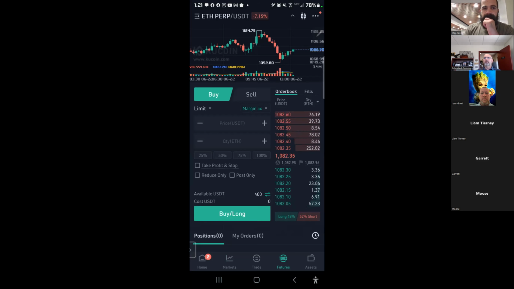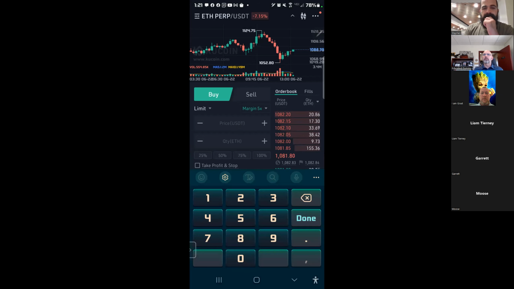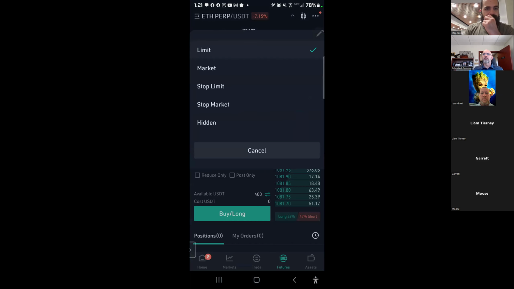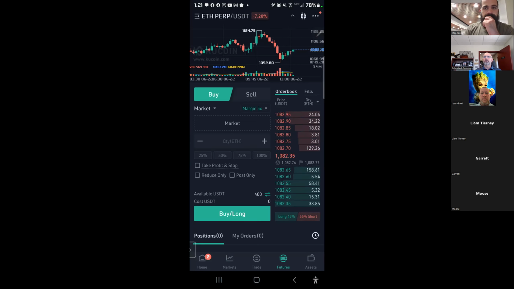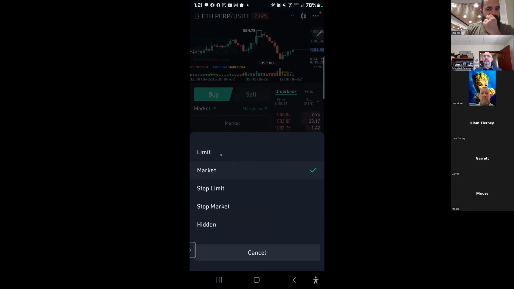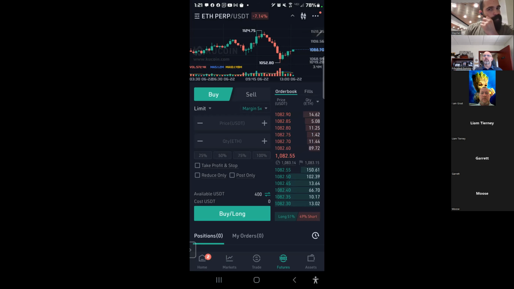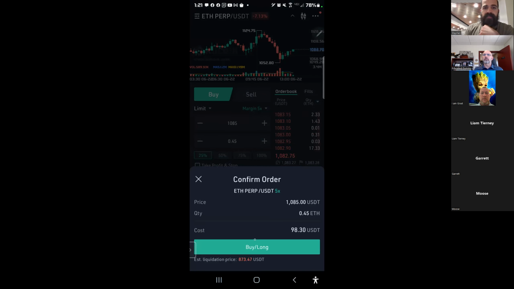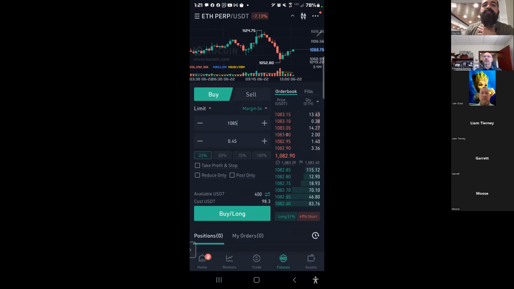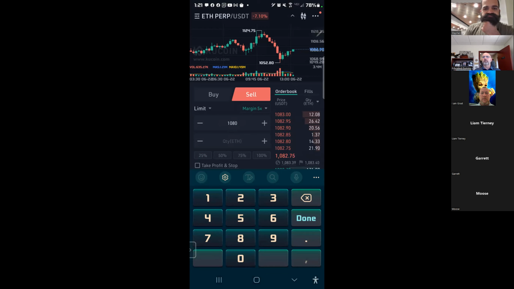And then let's say I want to just enter this at market right now. Well, you can either hit this limit button right here and select market, and it'll just enter you at the best price possible, or you can stay in limit. I stay in limit because if I want to market buy, I can just go 1085 and enter the trade long, and just hit buy long. And that'll market buy it underneath 1085. If I'm short, then I want to short at like 1080 to market buy it, for instance.